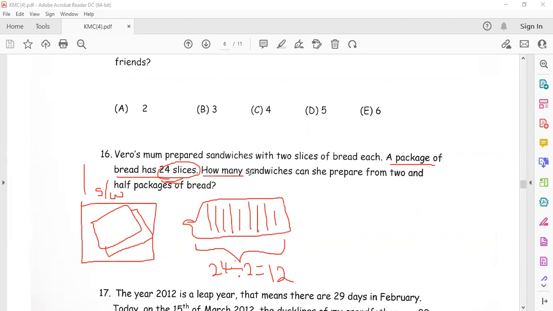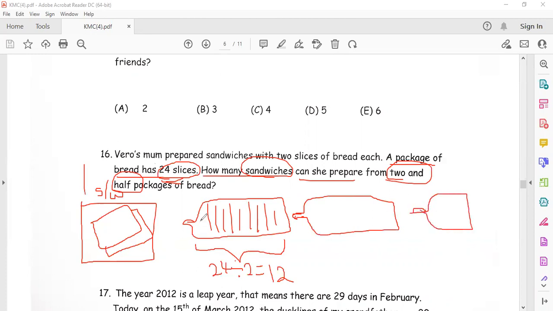Now, the question is asking how many sandwiches she can prepare from 2.5 packages, which means if this is 1, you have to draw another 1 and another half packet. So 1 package has 24 slices. This is another 24 slices. And half of 24 would be 12 slices. However, when you want to make the sandwich, you have to divide by 2. So you're going to use 2 slices for every sandwich. Here you're going to have 6 sandwiches.